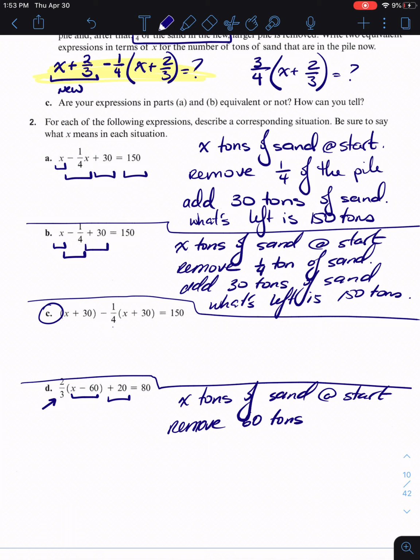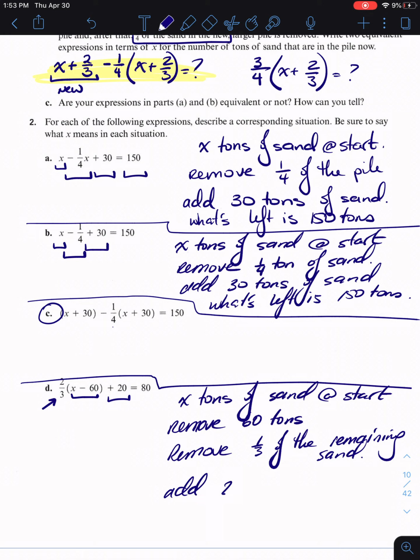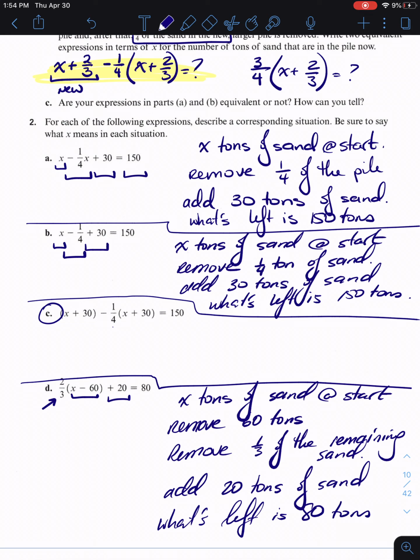Then, how do we get this 2/3 of this new pile? We could remove 1/3 of the remaining sand. That would leave us with 2/3. Then add 20 tons of sand, and what's left is 80 tons.